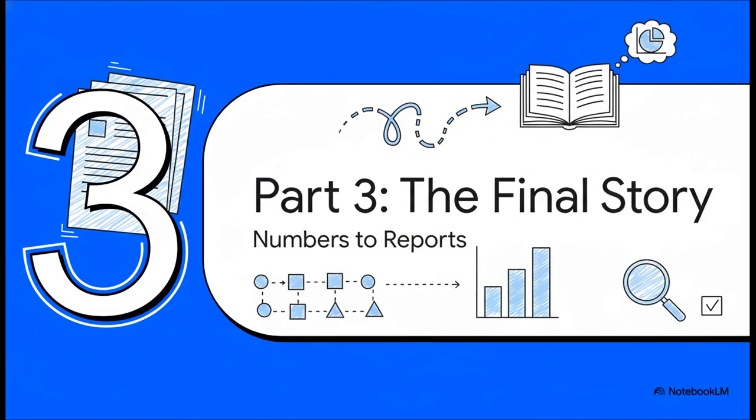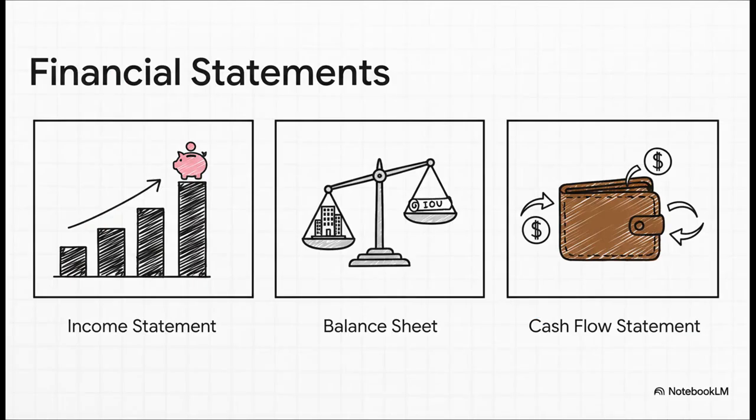And that brings us to the final act. All of that meticulous work, all the recording, classifying, and verifying, it all leads to this moment, crafting the final story of the company's performance during the period. This story is told through 3 primary financial statements. The income statement answers the question, were we profitable? It shows your revenues and expenses over the period.